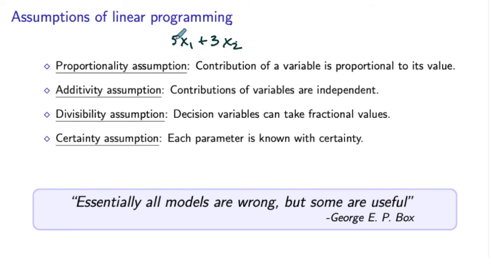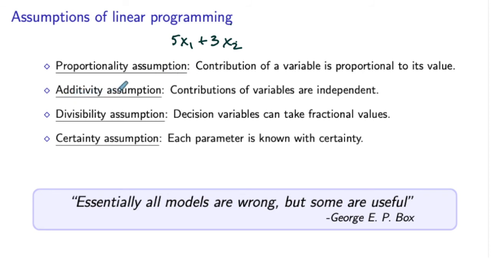x1 is included with the coefficient of 5, x2 is included with the coefficient of 3, and the contribution of each variable towards the function value is proportional to the corresponding variable value. So let's say if x1 is equal to 1, then the contribution is given by 5. x1 equal to 2, the contribution is 10, and so on. So it's proportional to the value of x1, and similarly the contribution of x2 is proportional to the value of x2 and is given by 3x2.